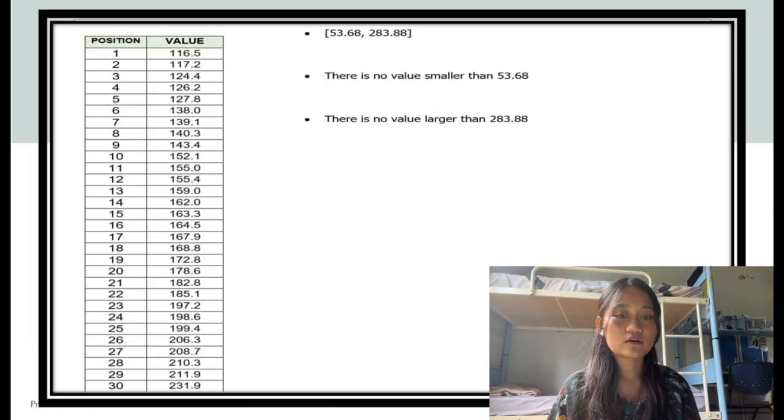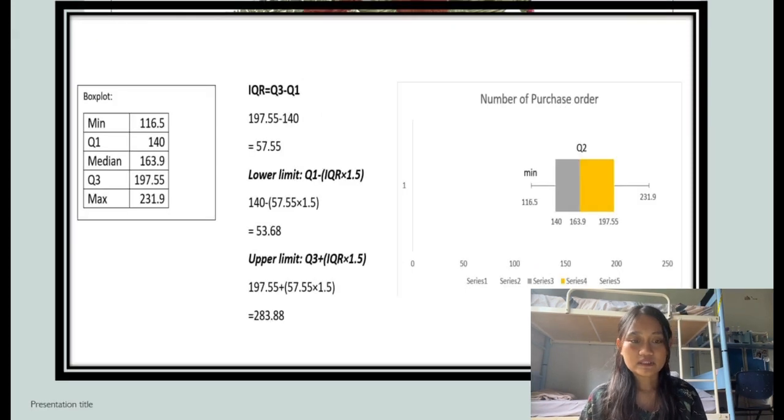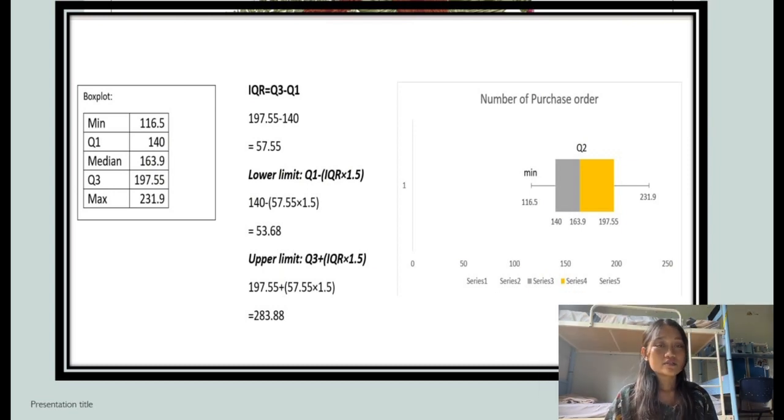In here, we can conclude that any value smaller than 53.68 million and larger than 283.88 million is an outlier. But in this data set, number of purchase, there are no outliers. So this is what the box plot looks like since there is no outlier. We note that the median is located to the left of center and the right whisker is longer than the left whisker. Then the distribution is positively skewed.